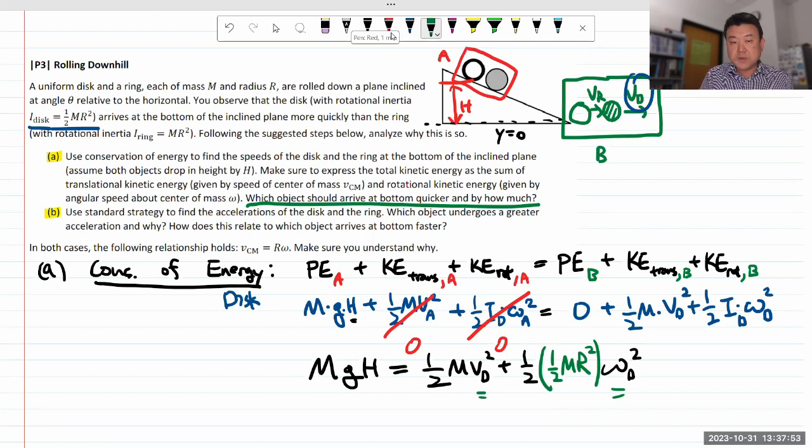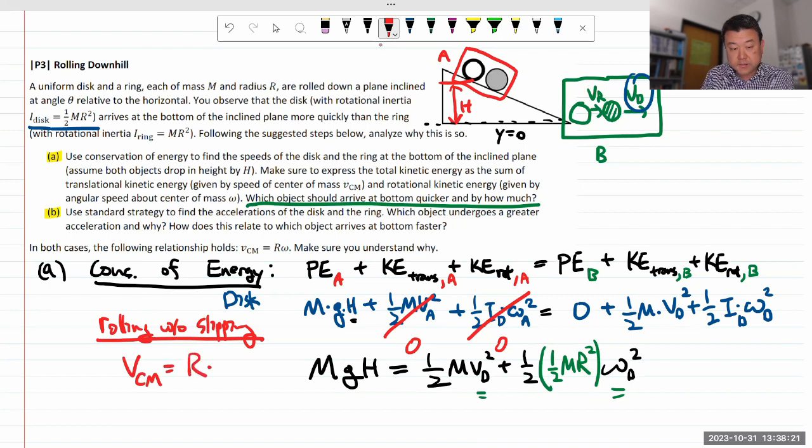And whenever you have things that are rolling, and I guess it didn't quite explicitly say so, but it's reasonable to assume that things are rolling without slipping. Whenever you have that happening, you have this condition. The translational speed of the center of mass of a circular object is equal to the radius of the circular object times its angular velocity.